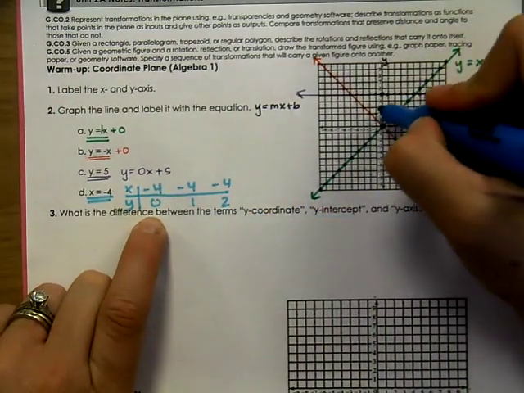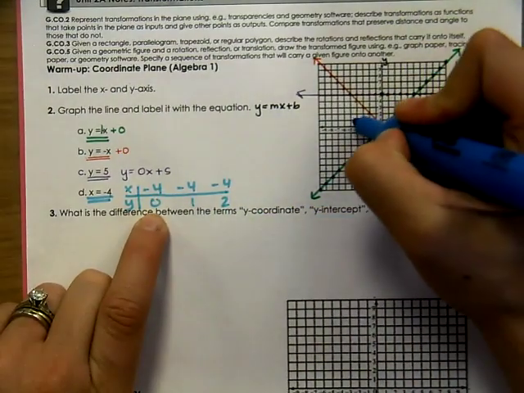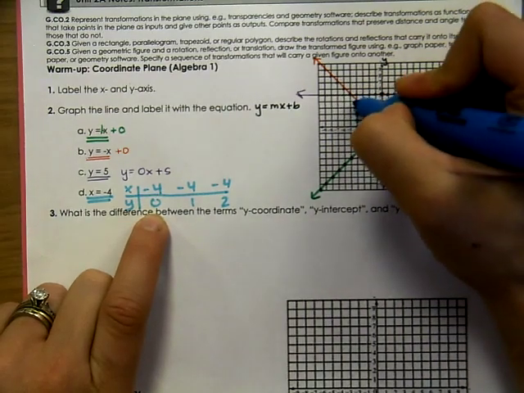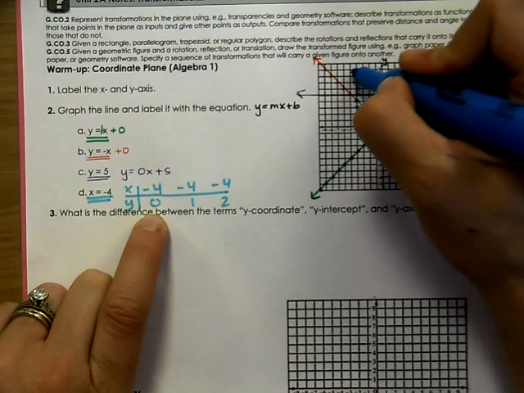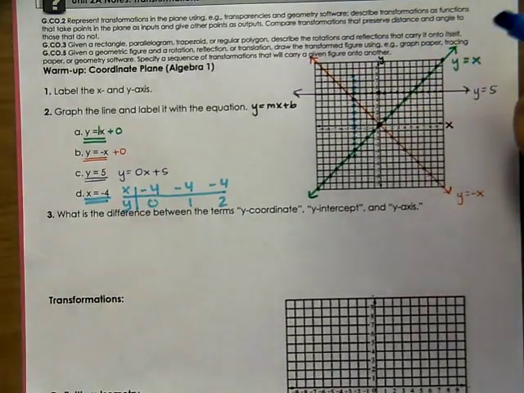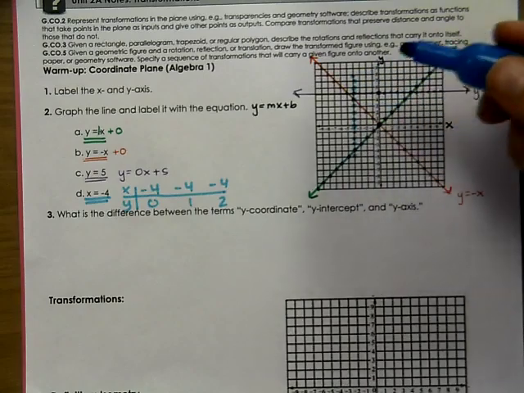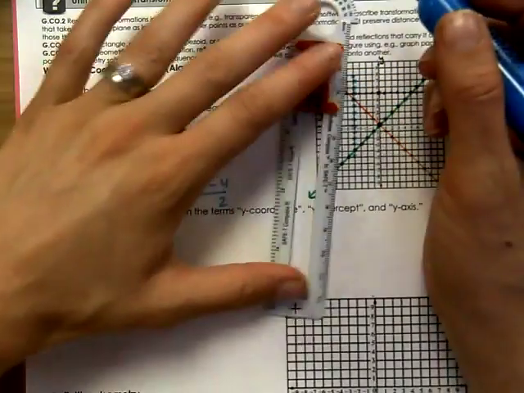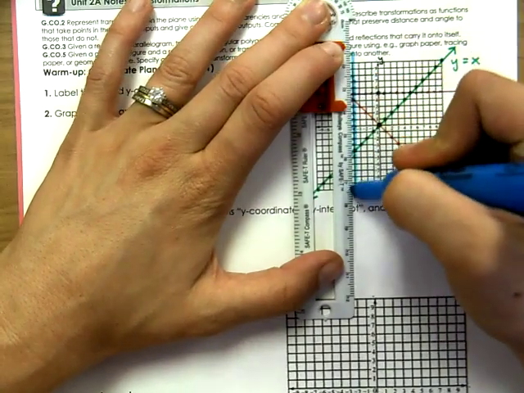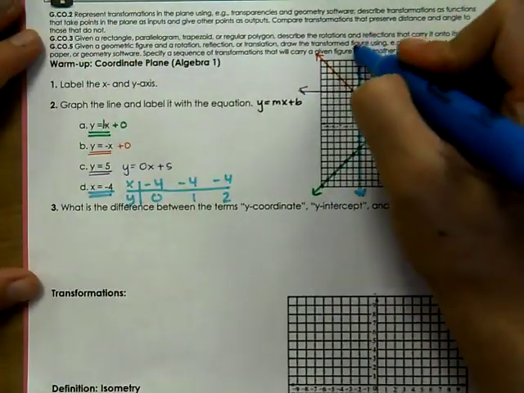If I plot these, negative 4, comma 0, negative 4, comma 1, and so on. And if we extended that table, we would see that we'd end up having a vertical line. So this is not a function, because the input of negative 4 has an infinite number of outputs. This is just a vertical line, x equals negative 4.